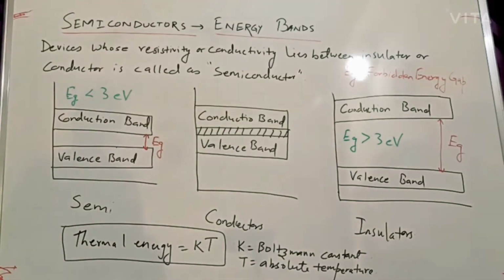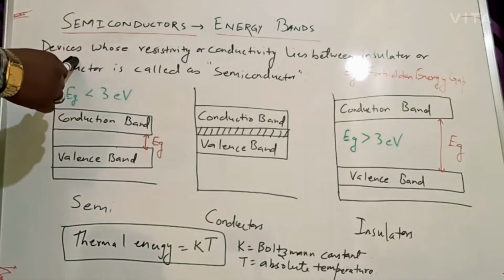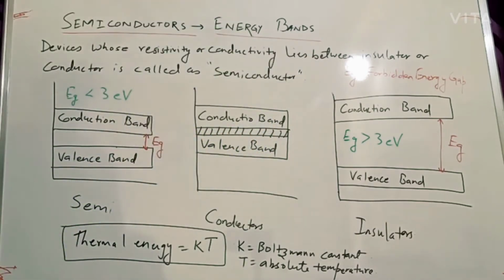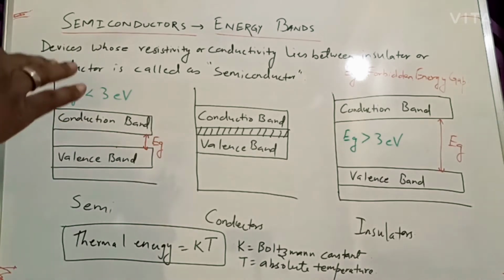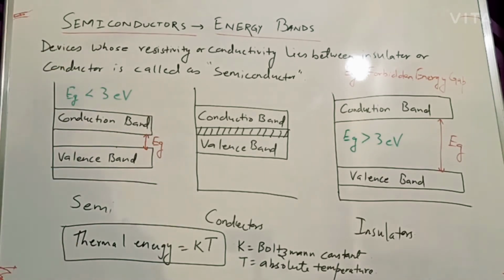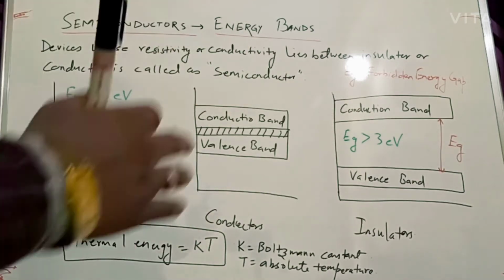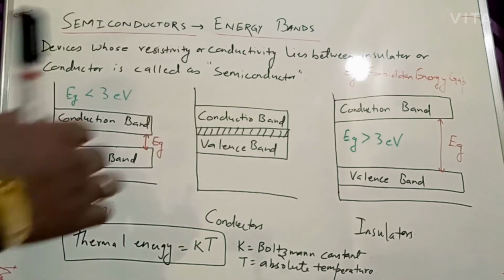So today we will study the semiconductors and the energy bands in semiconductors. Semiconductors are the devices whose resistivity or conductivity lies between insulator and conductor, right? It means that a semiconductor sometimes behaves as an insulator, where it doesn't conduct electricity, and sometimes behaves as a conductor, which conducts electricity. So what is the criteria behind this changing behavior? That we will understand.